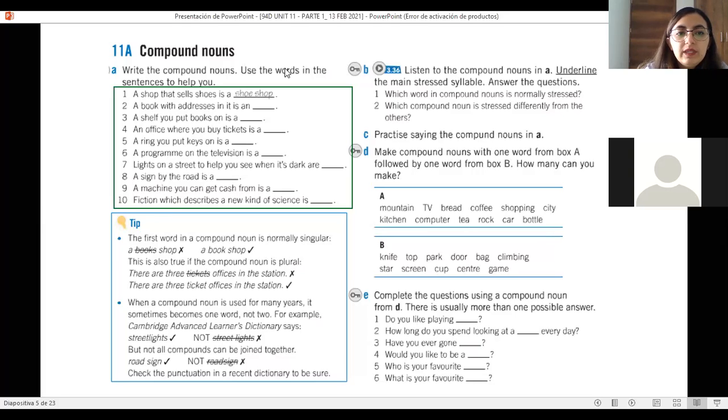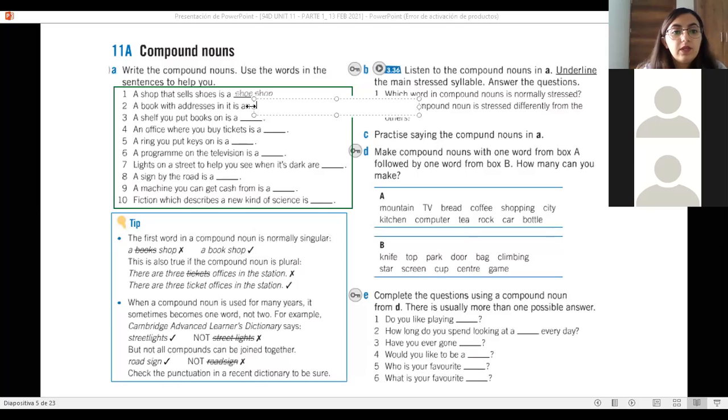Let's see what would be the answer for the second one. A book with addresses in it is a, libro con direcciones. Very good, an address book. It's an address book, very good.